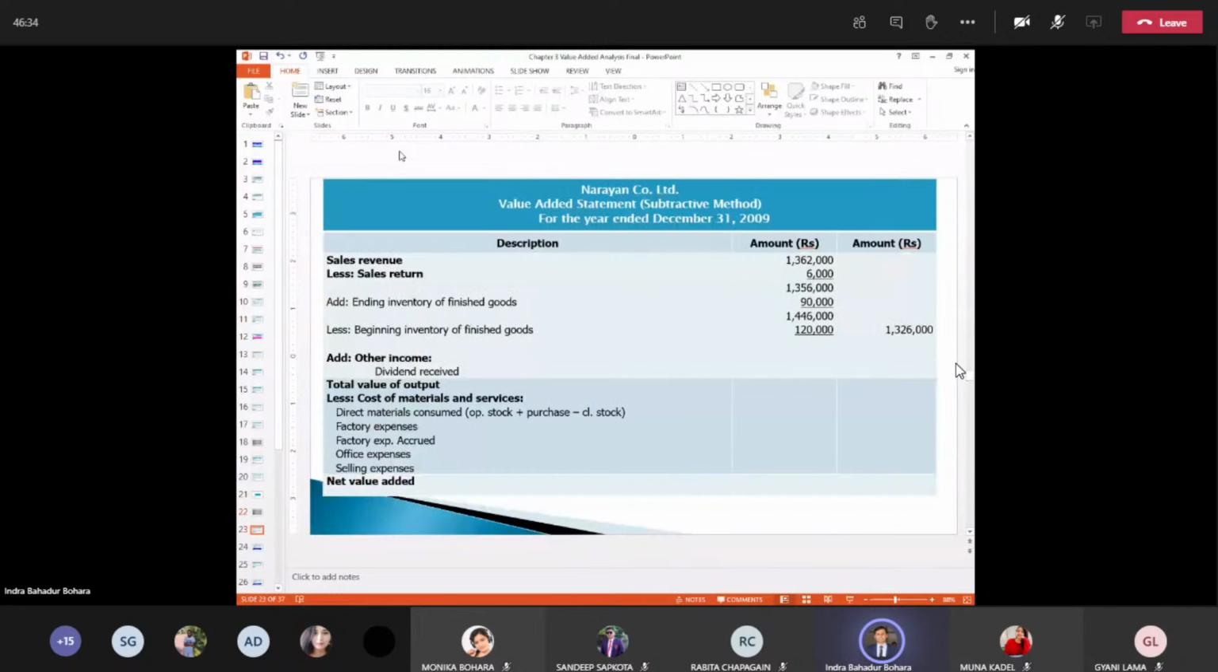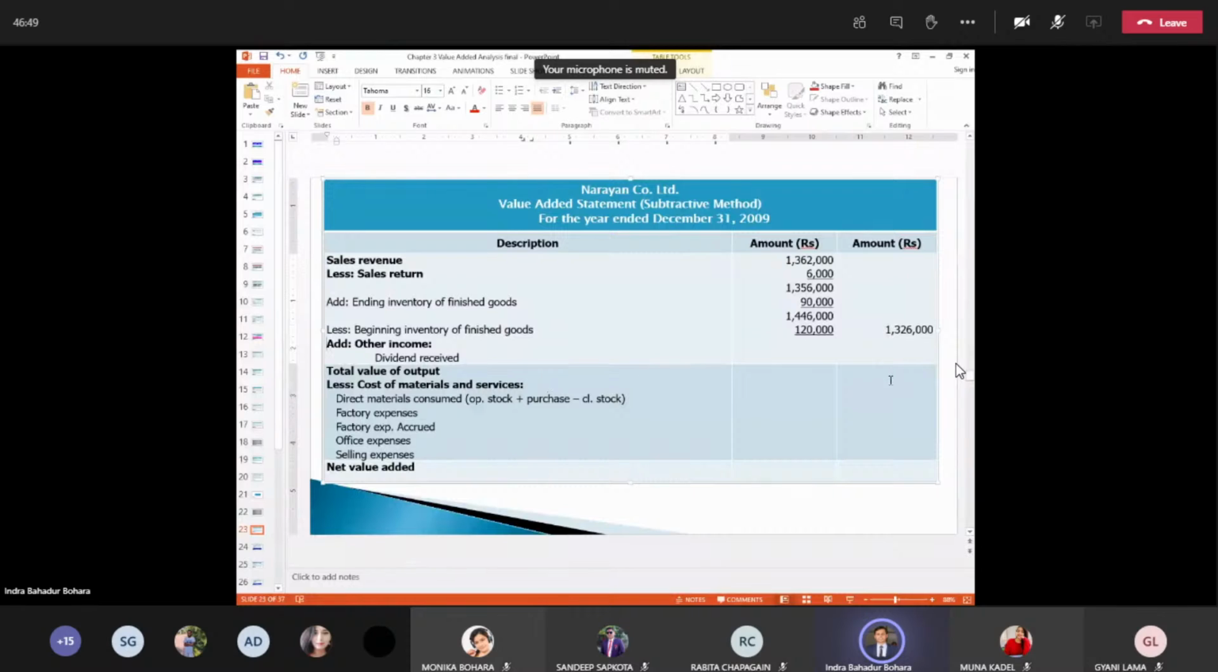Now other income, there is only one income, I had already told you, dividend received. Dividend received is only one income, a single income, so you can write it directly. Dividend received 4,000.